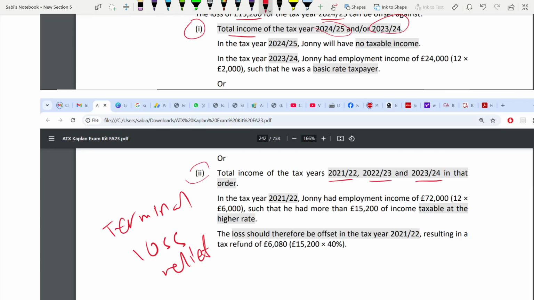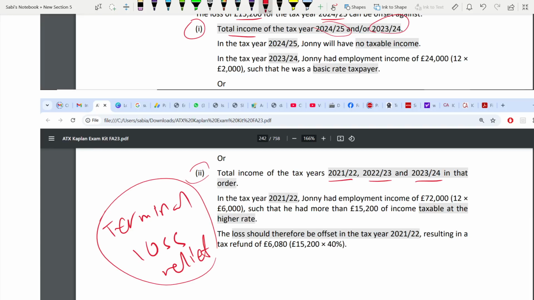Please understand the situation of the case study. This is not when we are starting a business. Because we are ceasing the business, the options are either terminal loss relief or relief against total income of the current or the previous year. Only these 2 options are there. You can't carry forward because you are ceasing your operation, closing down your business.